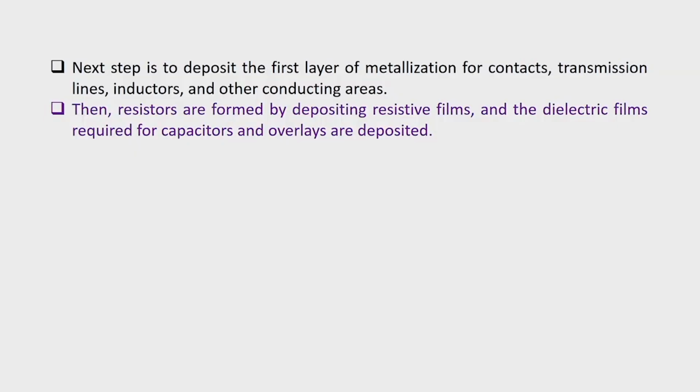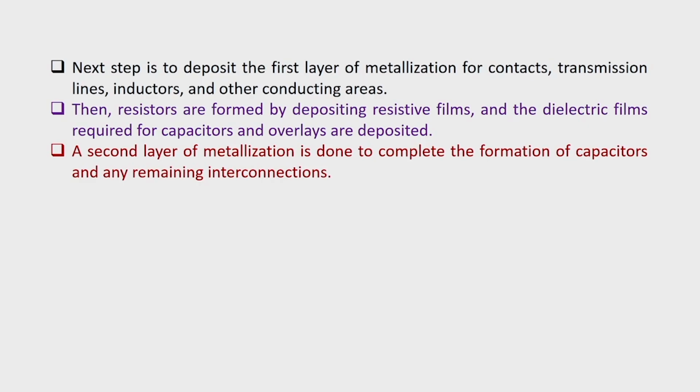Then resistors are formed by depositing resistive films, and dielectric films are required for capacitors and overlays are deposited. A second layer of metallization is done. So, after doing the first layer of metallization, we deposit resistors and then dielectric films etc. for the capacitor. Then in the second layer of metallization is done to complete the formation of capacitors and any remaining interconnections.